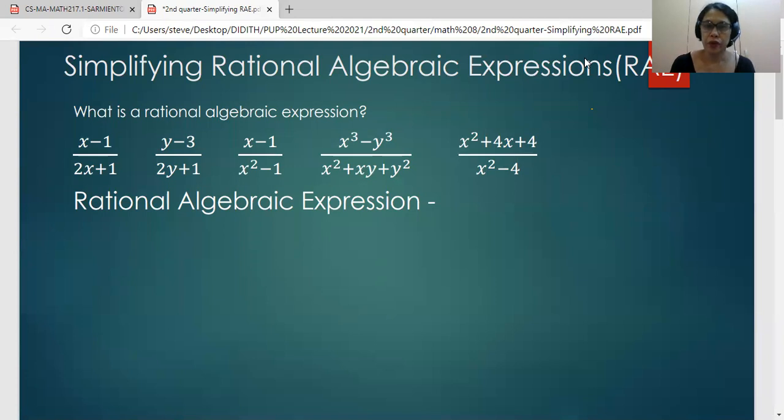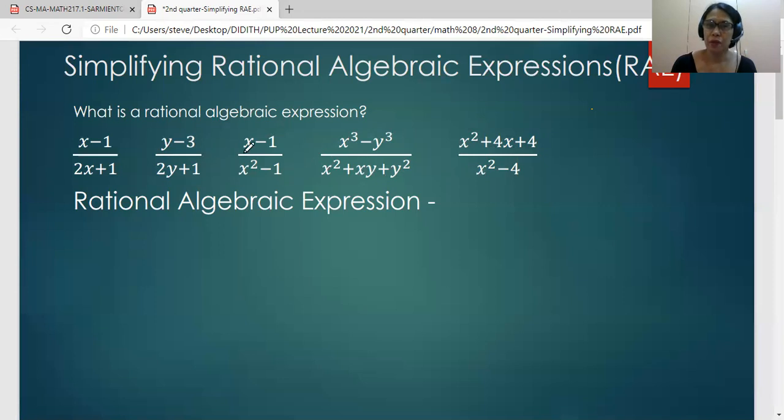Before we begin with simplifying rational algebraic expressions, let us first define what a rational algebraic expression is. The following are examples of rational algebraic expressions. We have x minus 1 all over 2x plus 1, y minus 3 all over 2y plus 1, and then x minus 1 all over x squared minus 1, x cubed minus y cubed all over x squared plus y squared, and x squared plus 4x plus 4 all over x minus 4.